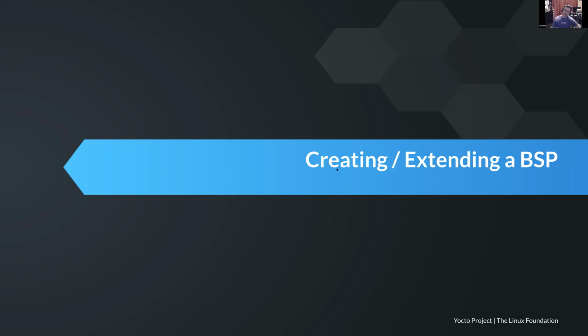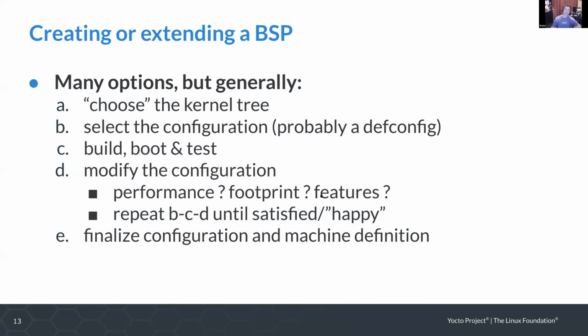Yeah, I'll move along fairly quickly anyway. So say you want to create or extend a BSP. There's a million and one ways you could probably do it. There's a lot of options, but generally, you choose the kernel tree. As we all know, that's not always a choice you can make. You're handed some 4.19 recipe based off of somebody's fork of something, and you don't really have a lot of options unless you want to export the patches and uprev them yourselves.